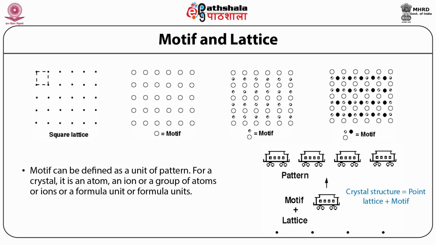Similarly, for the fourth figure, the motif changes for a crystal structure. On the extreme bottom right corner, the figure shows that the motif plus lattice forms a periodic pattern called crystal. So you can assume that when the motif is placed at the lattice points, they form a crystal structure.